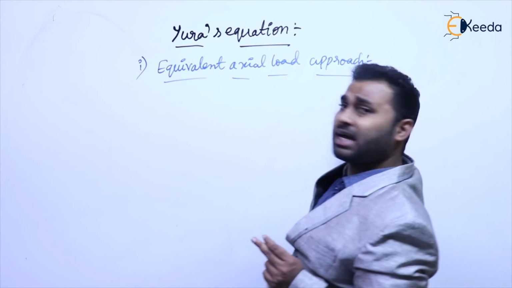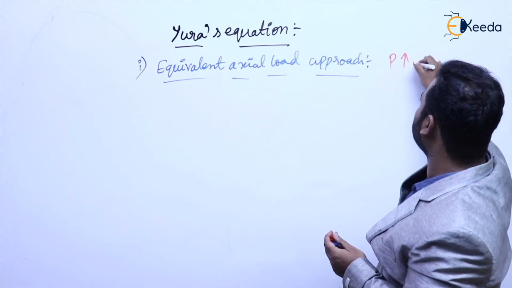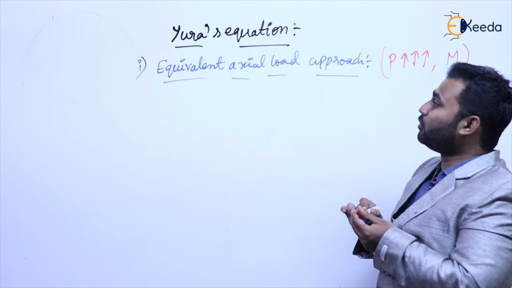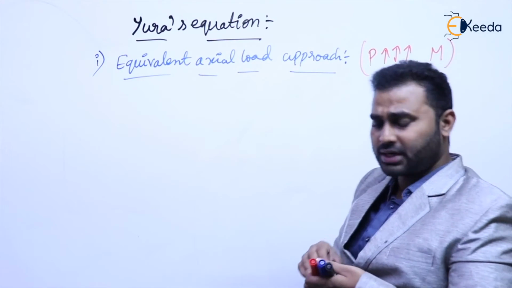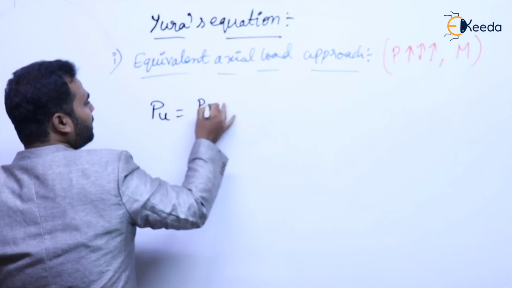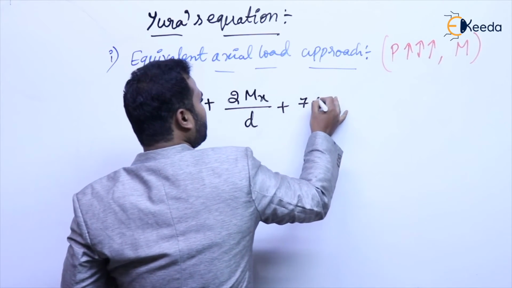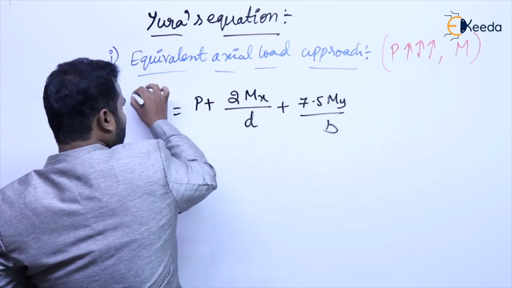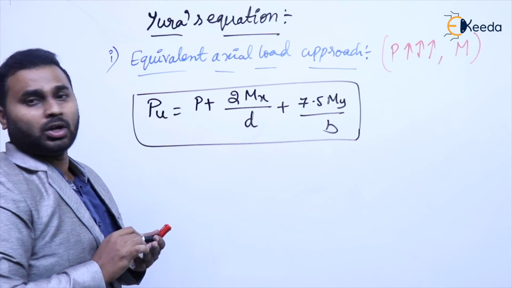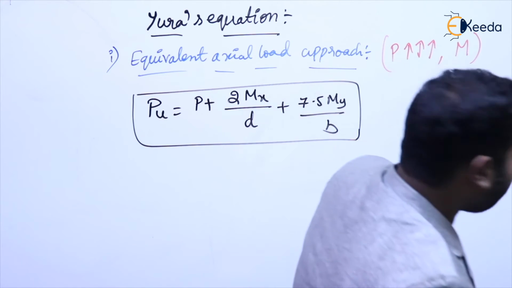When we go for the equivalent axial load approach, if the axial force is very high or predominant and the moment is less, then we use this approach. The formula is: the equivalent axial load Pu is nothing but P plus 2Mx by D plus 7.5My by B. Now what are Mx and My, and what are D and B? Let us see with a cross section.